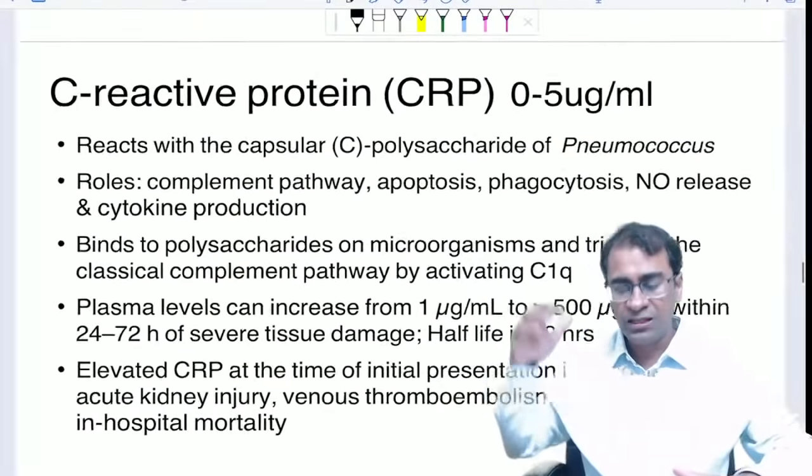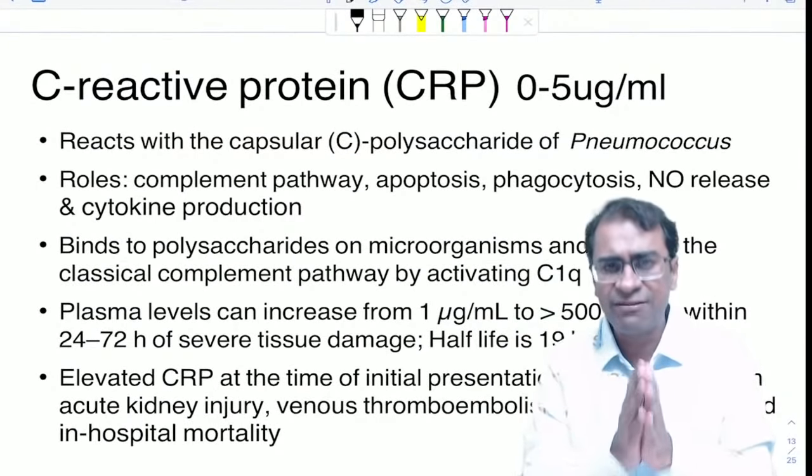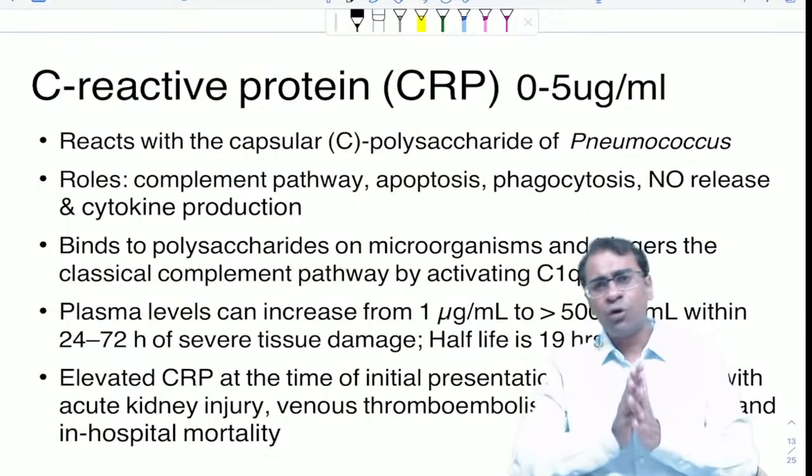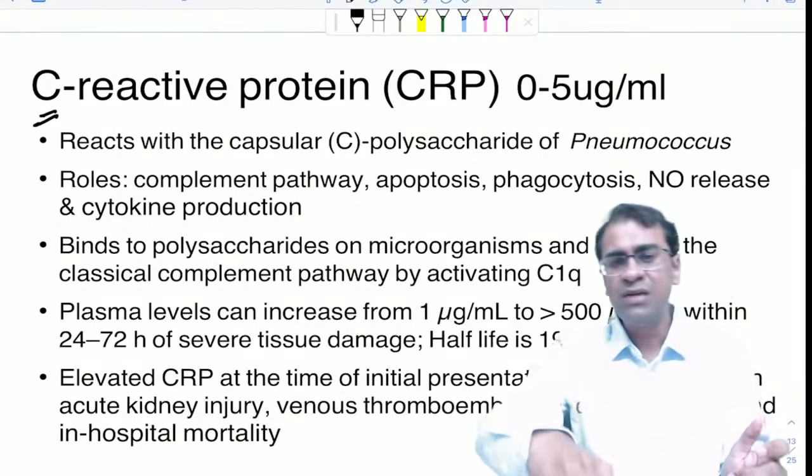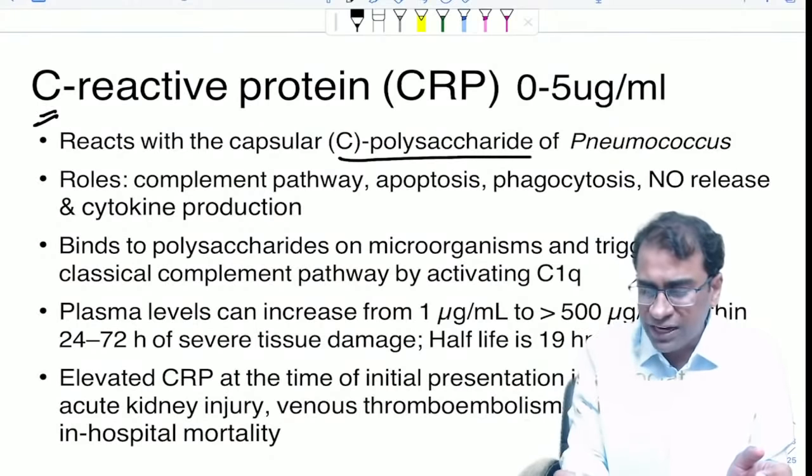Let's start one by one. Let's understand each and every molecule, CRP. Basically, when we talk about CRP, you know from where the word C comes. The C word comes from the C polysaccharide of the pneumococcus.